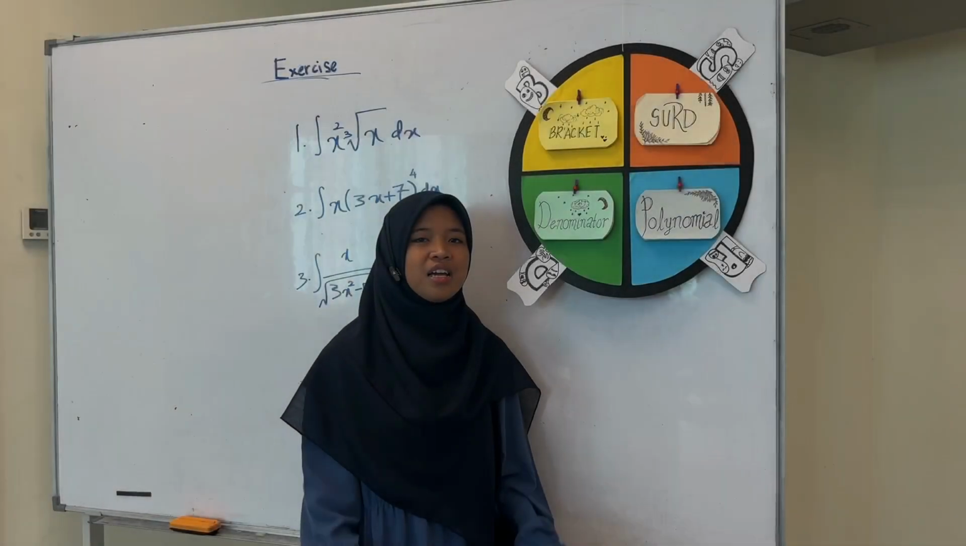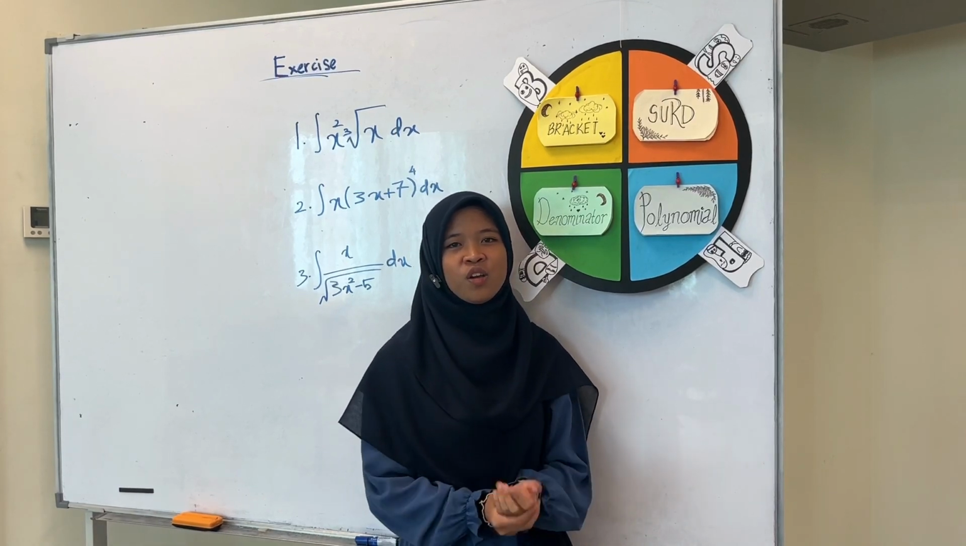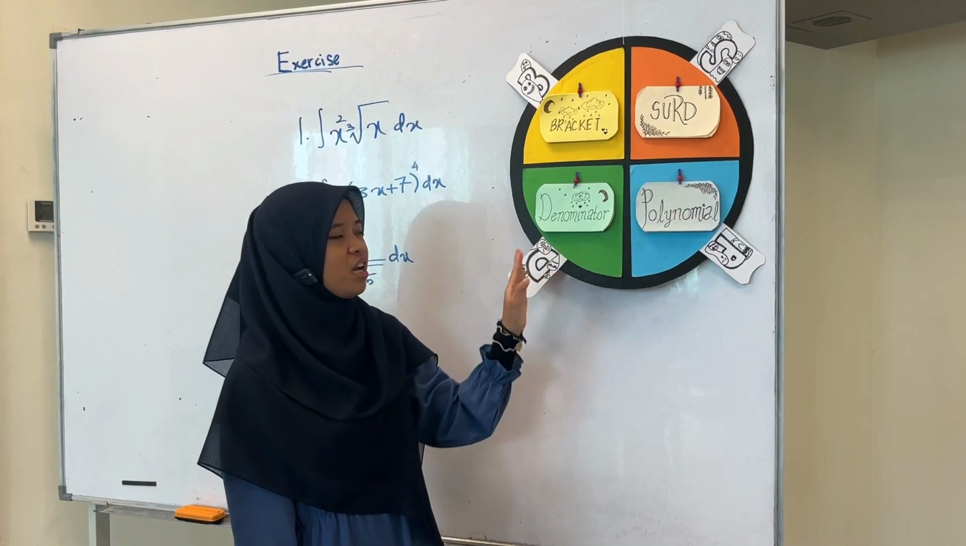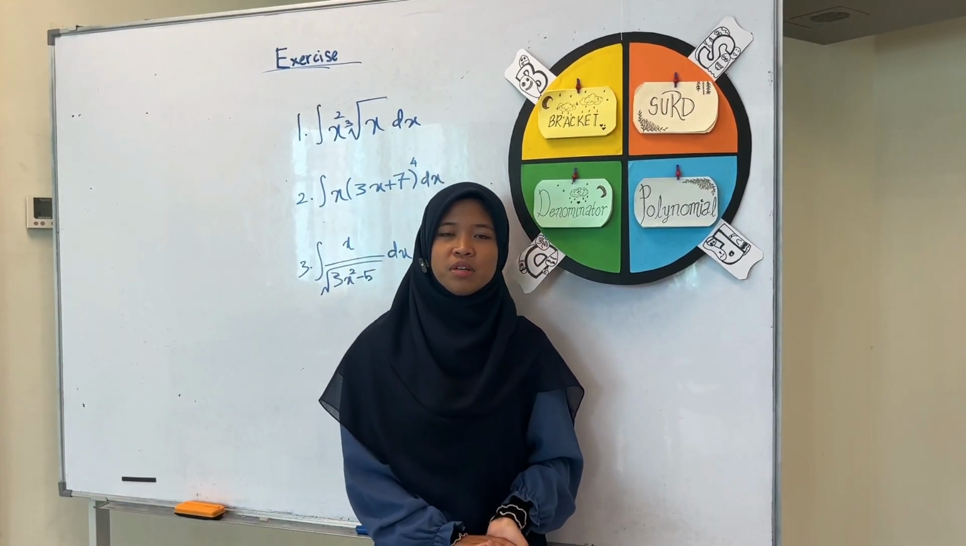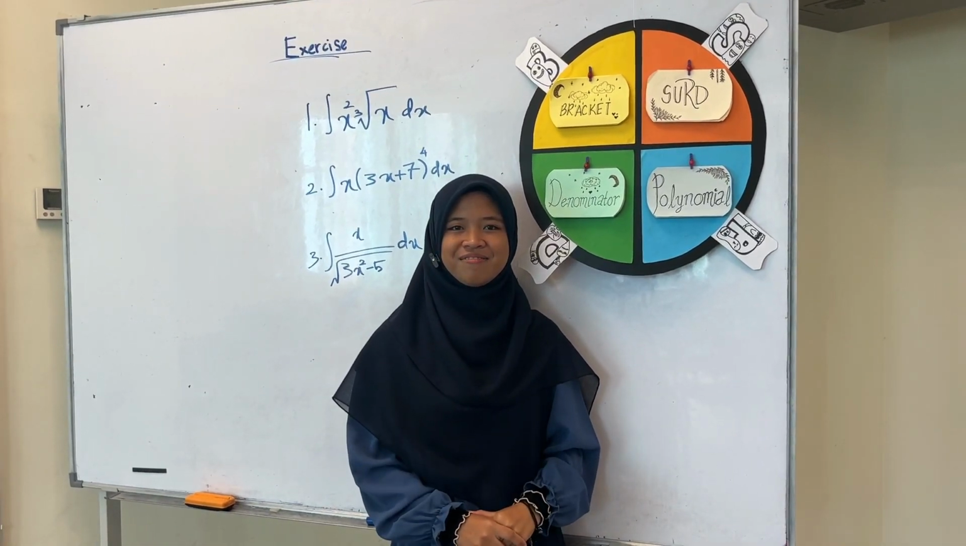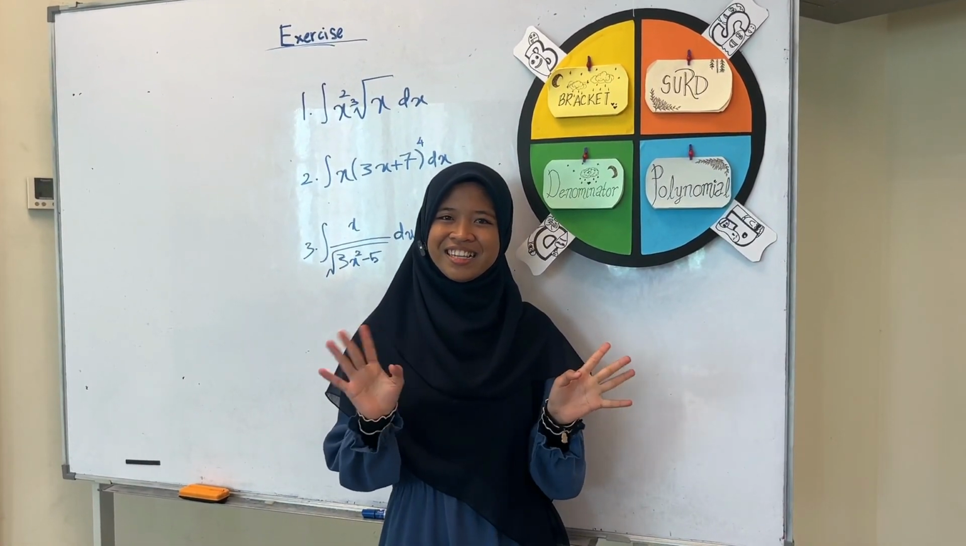Okay, that's all from me. Thank you. That's all from us. So we can conclude that substitution has a bracket, square root, polynomial and denominator. So we hope that this will help you solve the question easily. That's all from us. Bye-bye.